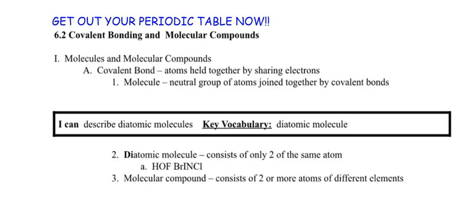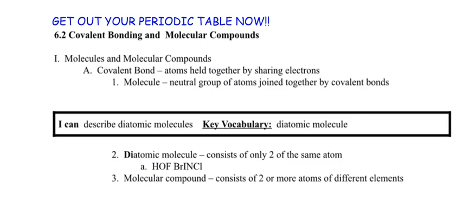All right, welcome back. Hopefully you have your periodic table with you. We're talking about molecules and molecular compounds. This whole section, Chapter 6, is really about covalent molecules. We're talking about your non-metal bonds, if you will, these molecules held together by non-metals sharing electrons. So that's again what a covalent bond is. There are our atoms held together by sharing the electrons. A molecule is a neutral group of atoms joined together by covalent bonds.